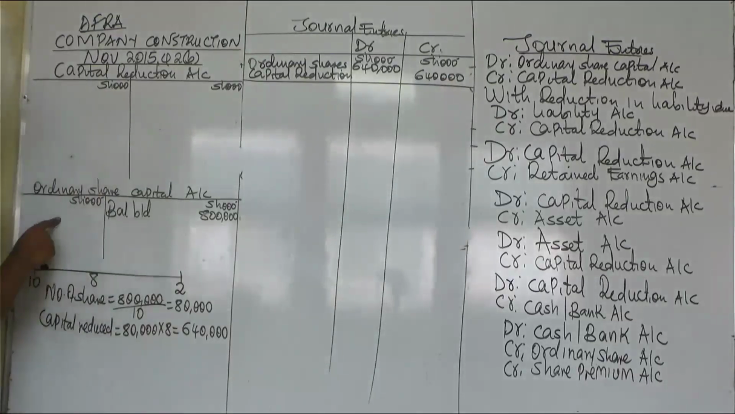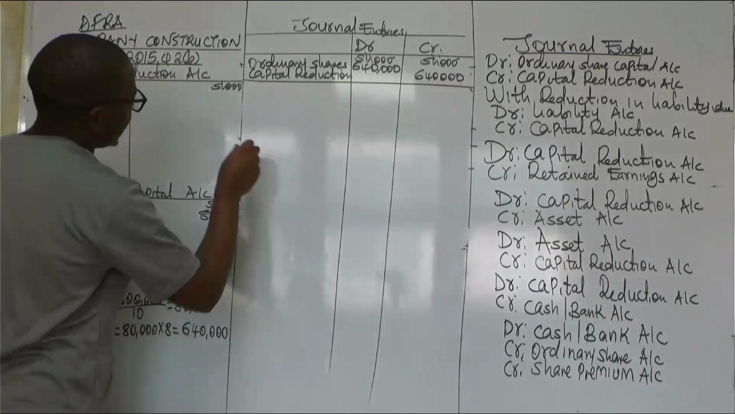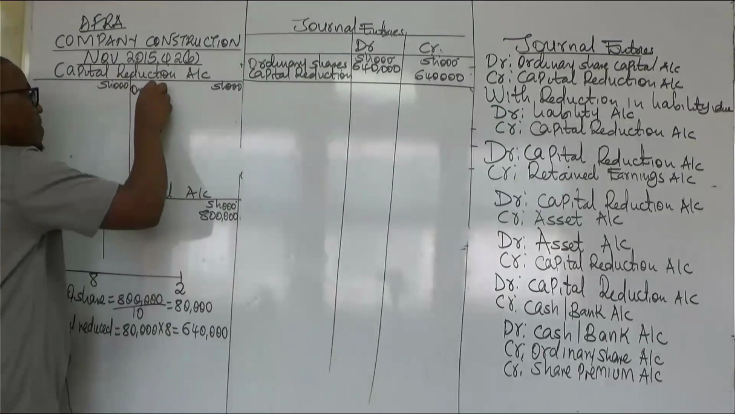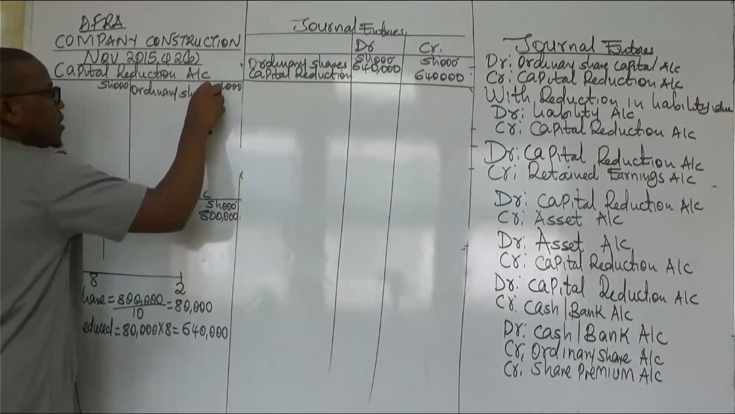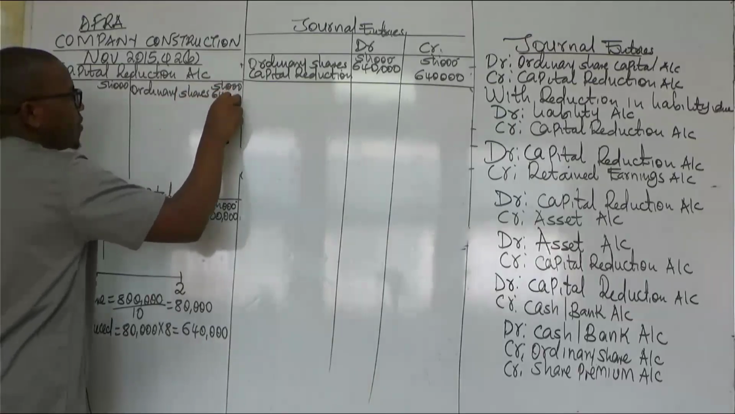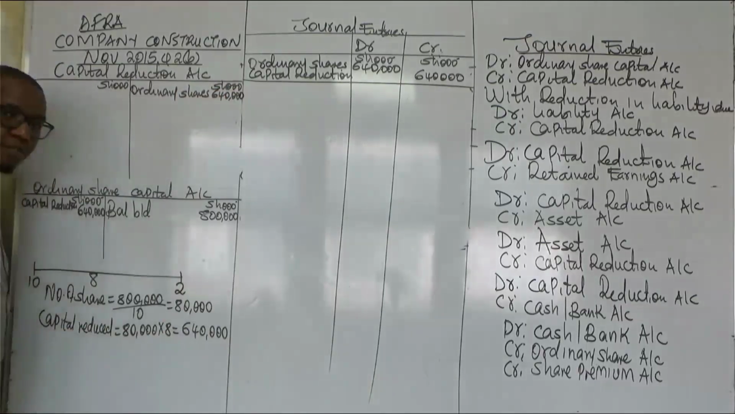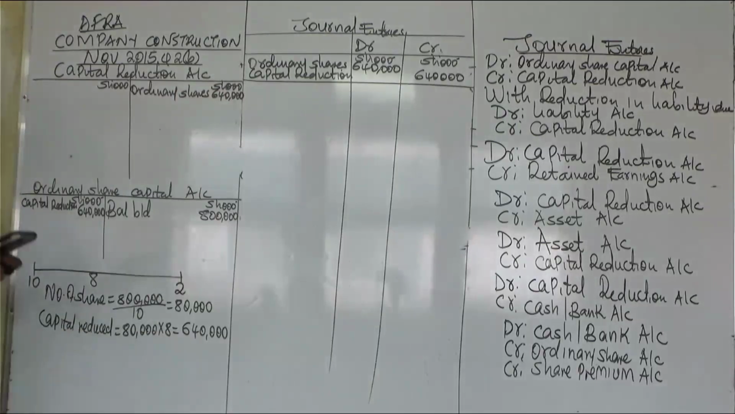Capital ordinary shares. I'm going to debit the capital reduction, which is of how much? 640,000. So then ordinary shares, this is 640,000. So now we continue on the same statement.